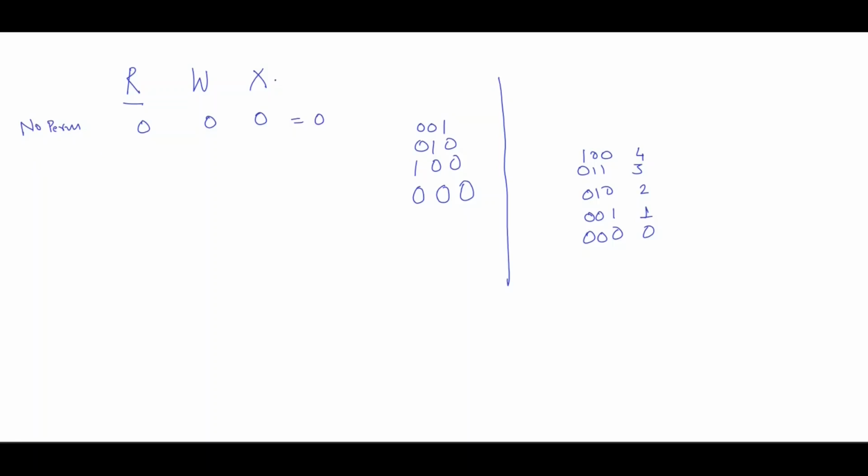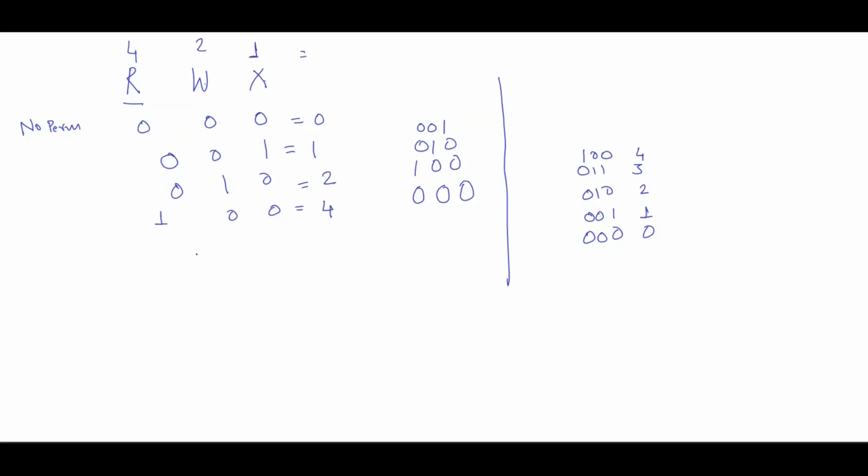If we want to provide X, that is the execute only permission, that would come to 1. For write only permission, we can provide 1, 0, that would be 2. And for read only permission, we can have 4. So that's why for read we have 4, for write we have 2, and for execute we have 1.